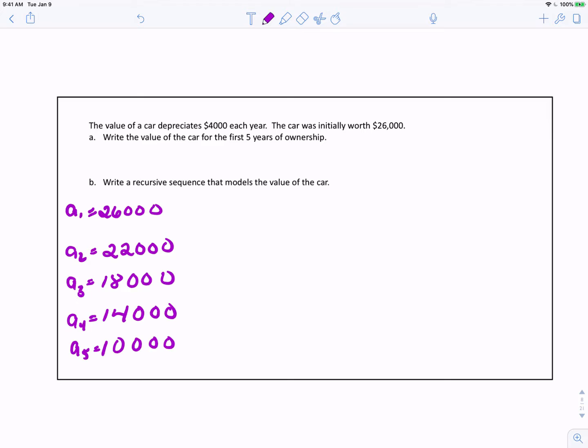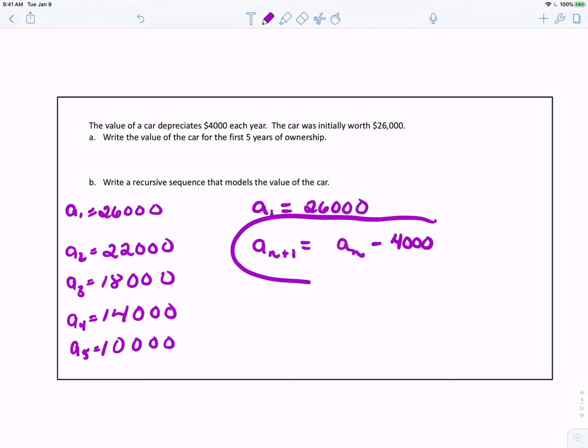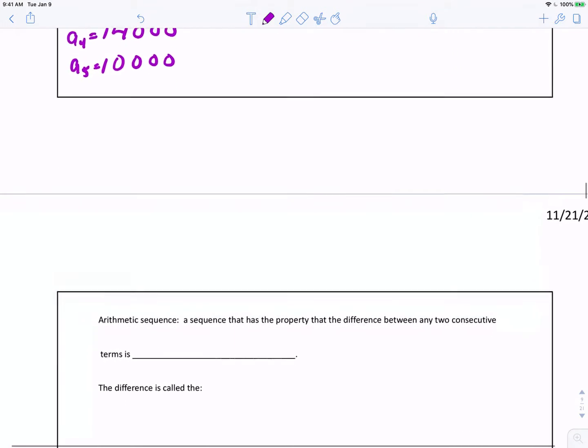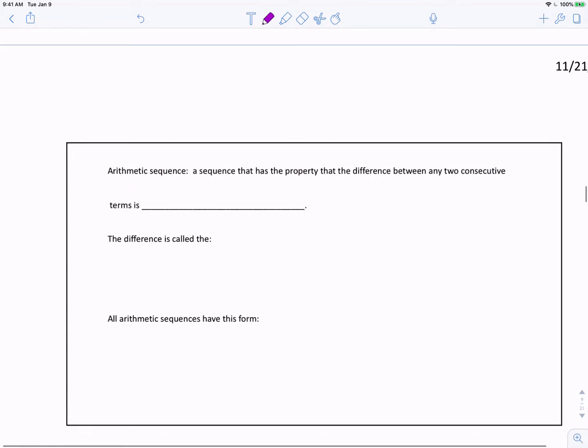And we can write an example or a model for that. Let's do it recursively, and then we can also do it explicitly. So the value starts, a sub 1 is 26,000. And then how is the next term related to the one that came before it? Well, to get the next term, you take the one that came before it and subtract $4,000. So this would be an example of defining that sequence recursively. That sequence is an example of an arithmetic sequence.